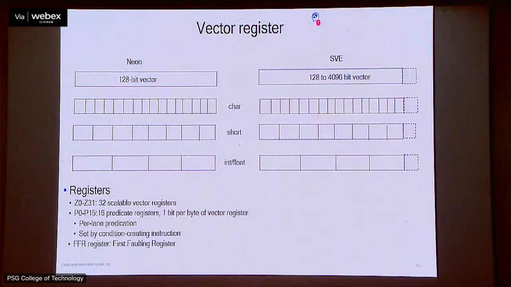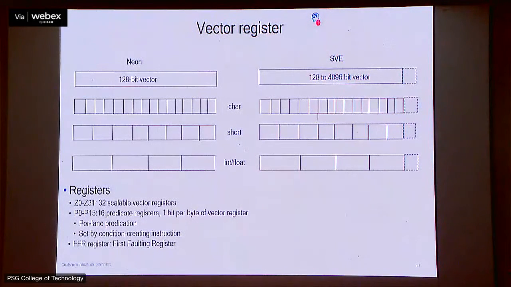So depending on the size of the vector, it can hold more data items. So a 256-bit vector can hold 32 characters as opposed to a Neon, for example. So they came up with 32 scalable vector registers, and there are predicate registers, which are required for control flow. I'll talk about predication in a minute. Predication is the solution for solving the control flow problem.